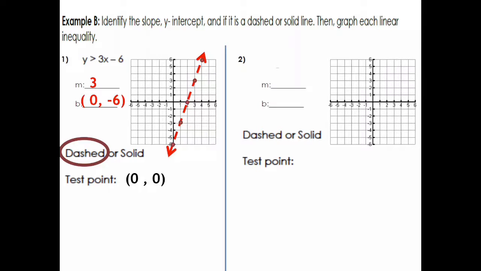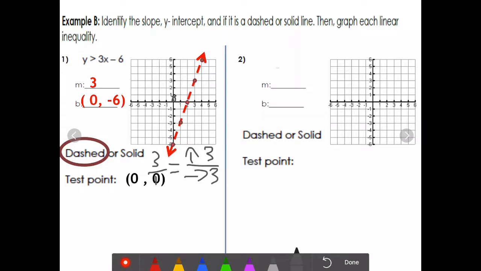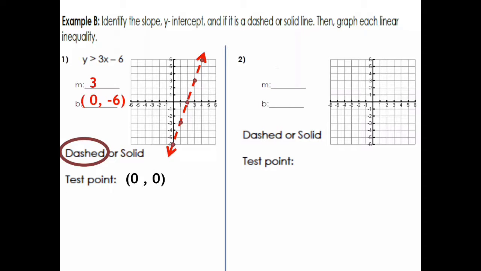In this case, you can see that the point (0, 0) is not on the line, so we can use this one for this one, okay? So here's the equation, y is greater than 3x minus 6. We're going to put in parentheses for the y and the x. Let's put some zeros in there. We'll put 0 in for y, 0 in for x. This is going to get you 0 is greater than 0 minus 6, which means 0 is greater than negative 6. Is this true or false?